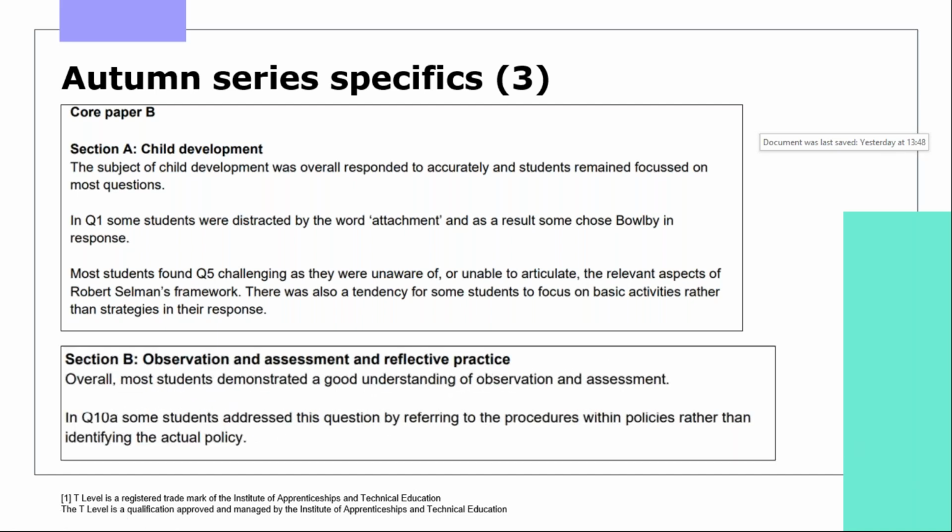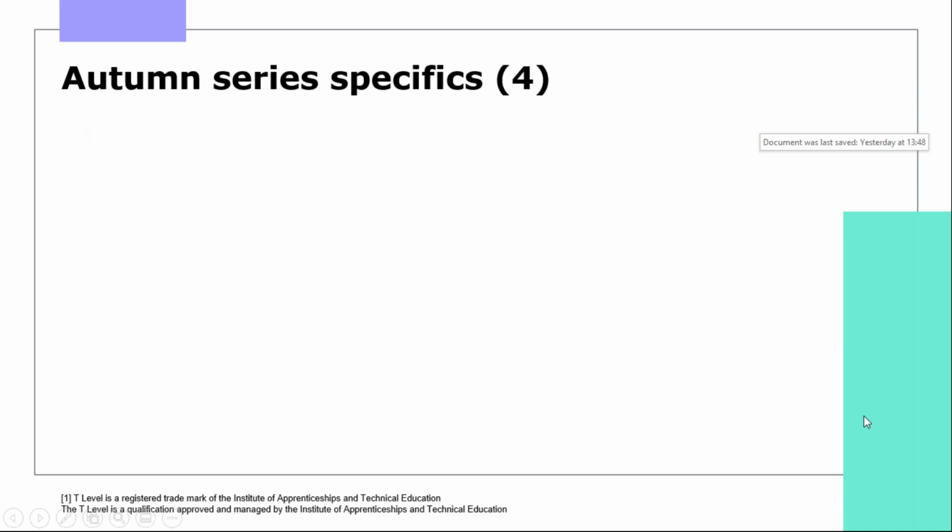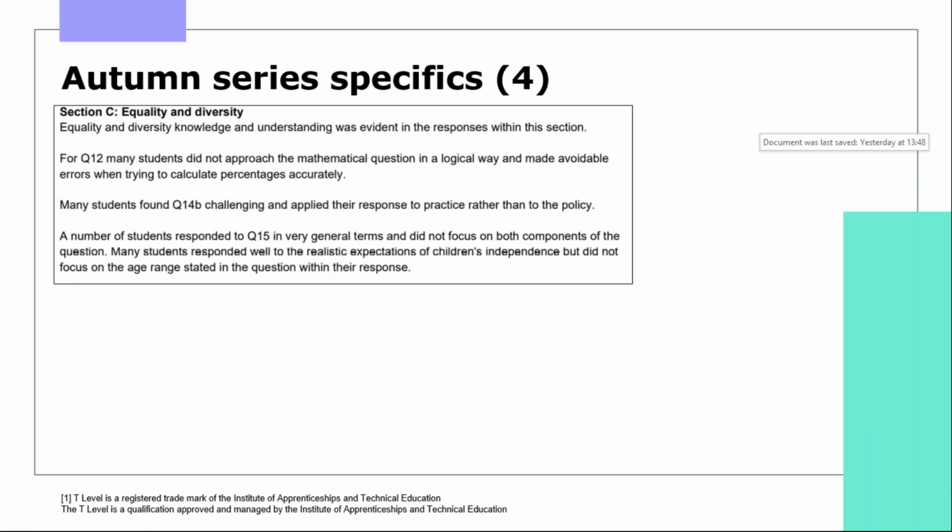And then moving on to section B, here most students demonstrated a good understanding. The difference between identifying policies and the procedures within them might also be useful to embed into future learning activities. So the difference between the policy and the procedure within them. And then the final two sections of the report focus on equality and diversity, SEND, and English as an additional language. And then for section C, there's a mixture of points made here.